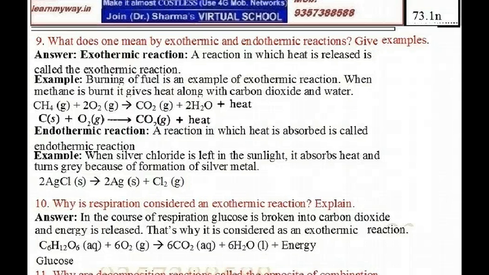So the first question we'll attempt today, that exothermic reaction. A reaction in which heat is released is called an exothermic reaction. For example, if you see methane gas, we burn it in our kitchen and then carbon dioxide is produced, water is released, but a lot of heat is also produced. So it's an exothermic reaction. Same goes with carbon also. When you burn coal in the presence of oxygen, carbon dioxide gas is formed and heat is also released. So these are the examples of exothermic reaction.